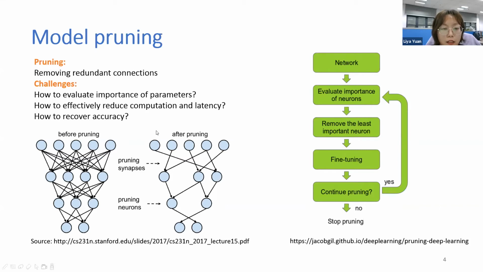And the next challenge is about how to recover accuracy. Here in the example, we listed the traditional way of fine-tuning. And in some papers, you can see that people think training from scratch is also feasible. And you can design your own way to recover accuracy.